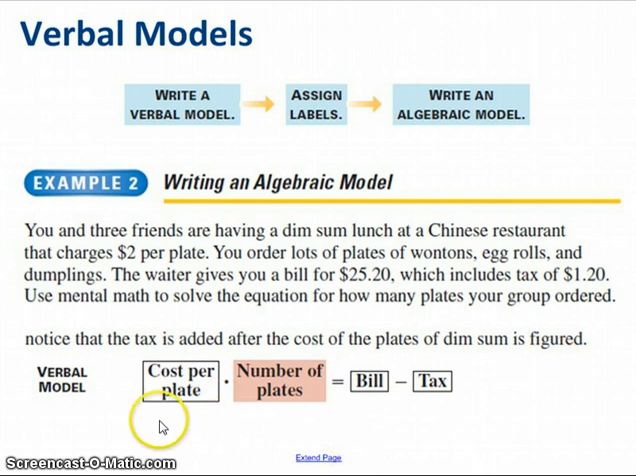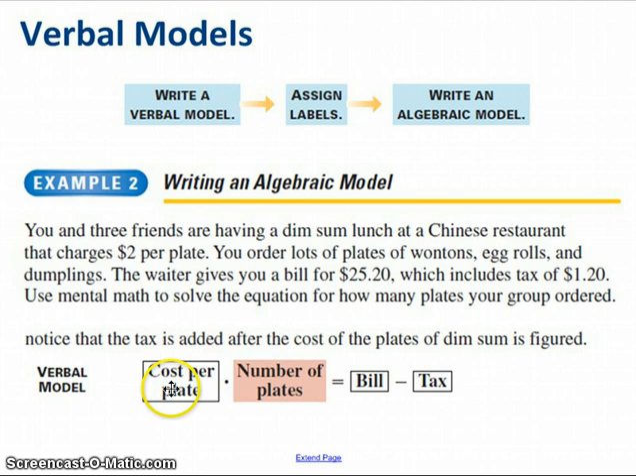Well, in terms of a verbal model, you've got the cost per plate times the number of plates, and that's going to be equal to the total cost minus the tax. The tax is added afterward. So the total cost, which was $25.20, includes tax. So if you want to figure out how much was for the food, it's the total cost minus the tax.